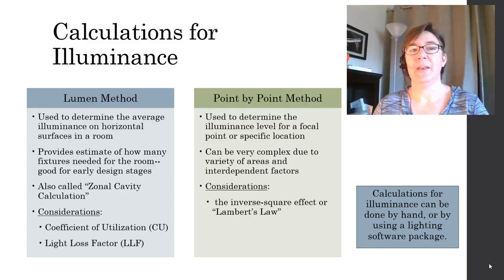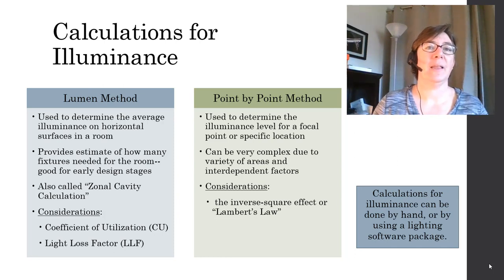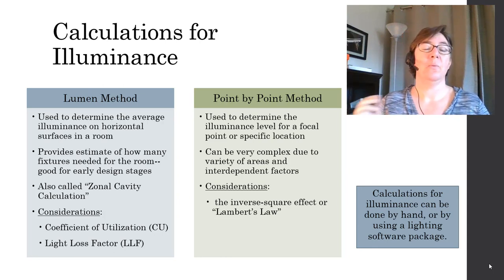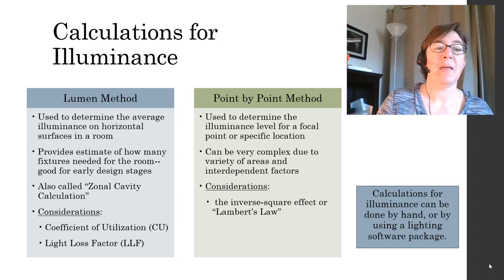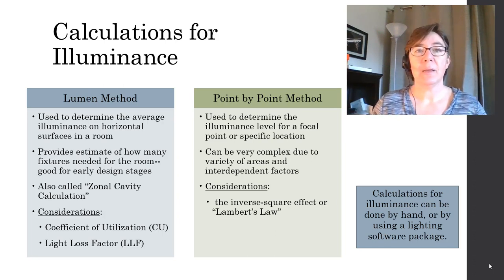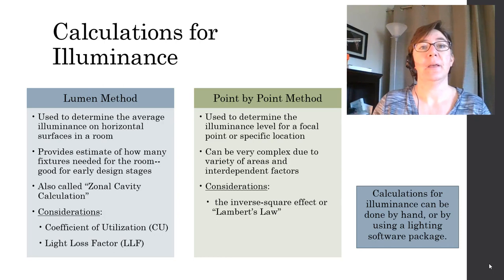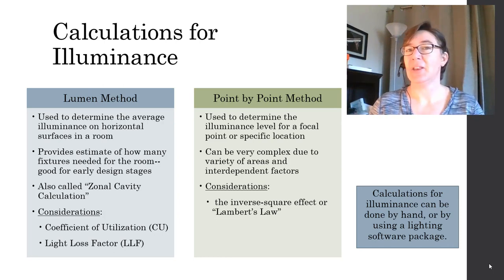We learned in the last video that there are two different ways to calculate the illuminance in a room. One's the lumen method, one's the point-by-point method. The one we're using for this example is the lumen method, and therefore we're going to end up with a number for the average illuminance on a work surface in a very specific room as determined by this example. So those calculations for illuminance, remember, can be done by hand, which is what we're doing right now. We're going to walk through it, or, and is more typical for professional lighting designers, they can be done using a lighting software package.